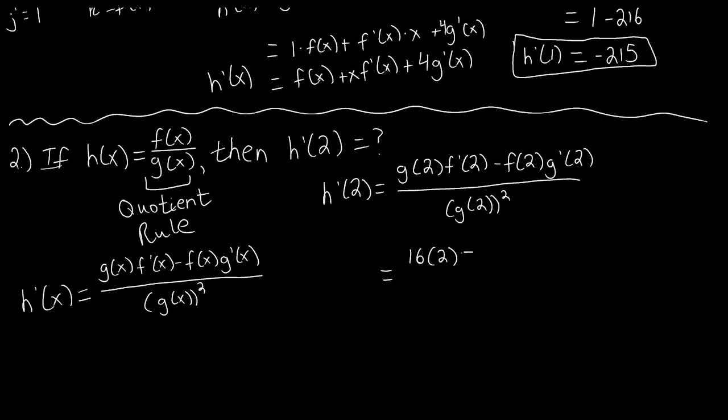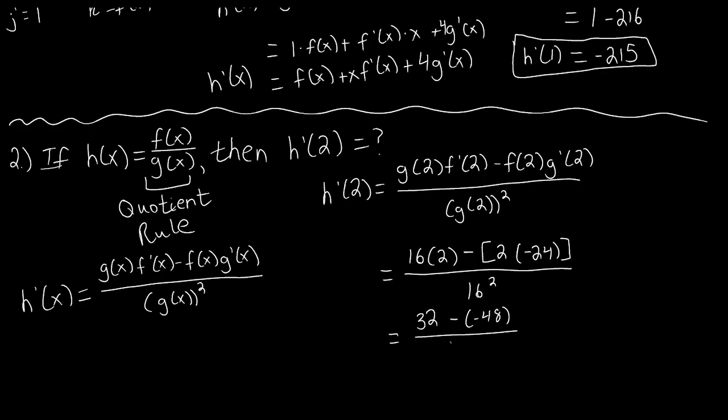Then we're going to subtract again this product, and I'm going to go ahead and bracket it off just for my own personal reasons. So we have f of 2 evaluates to be 2, and g prime of 2 is negative 24. Close the bracket off, and this is all over the square of 16, because we said g of 2 is 16. So here, what this becomes is 32, 16 times 2 is 32, minus negative 48 over 16 squared.